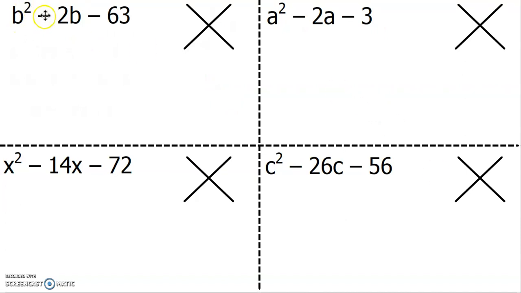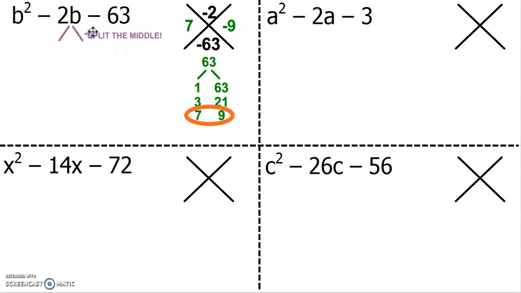Next, I have b squared minus 2b minus 63. I'm going to multiply to get negative 63, and add to get negative 2. So my factor tree: 1 times 63, 3 times 21, 7 times 9. What combination of these two factors will work? 1 and 63 won't work, 3 and 21 won't work, 9 and 7 will work, if I have a negative 9 and a positive 7.